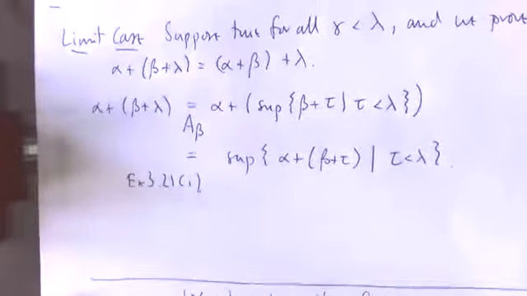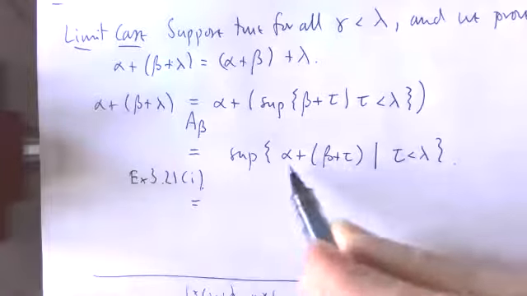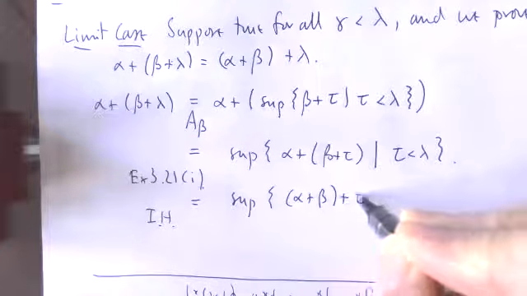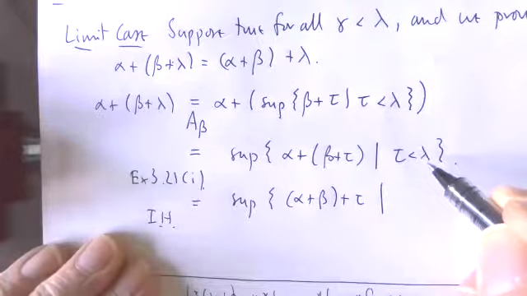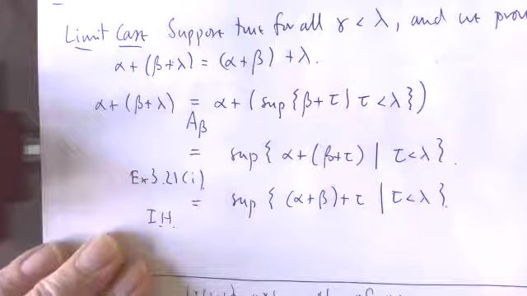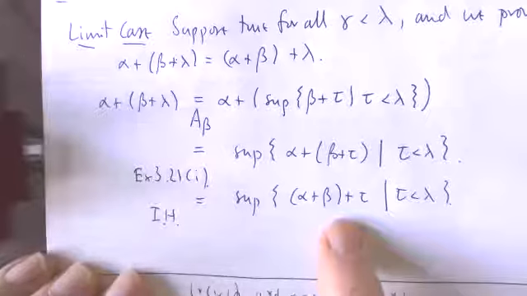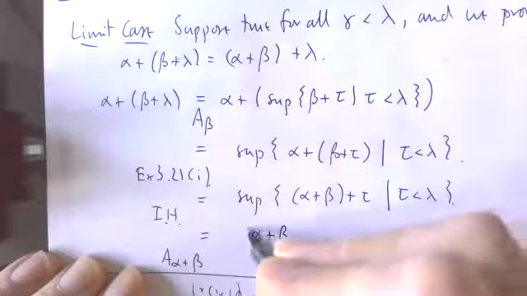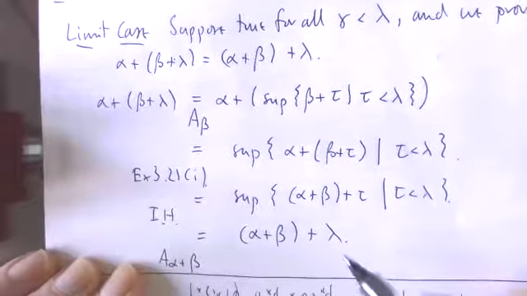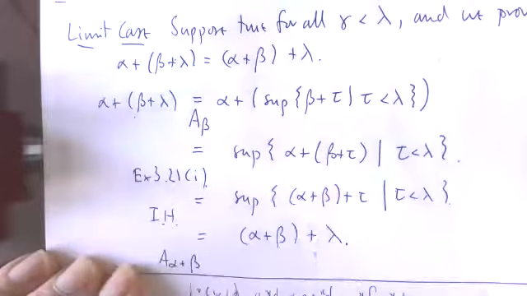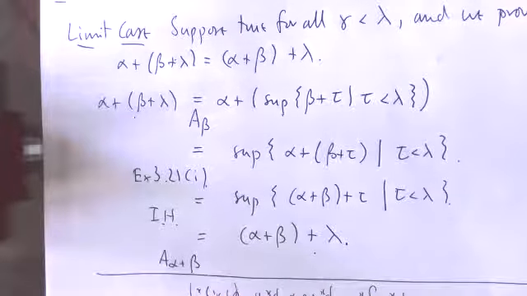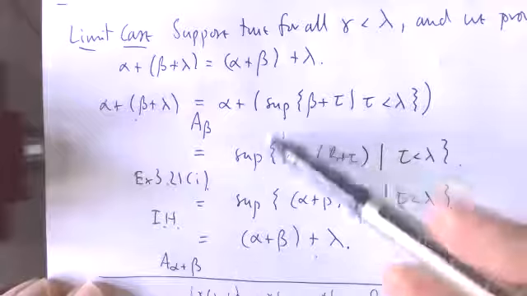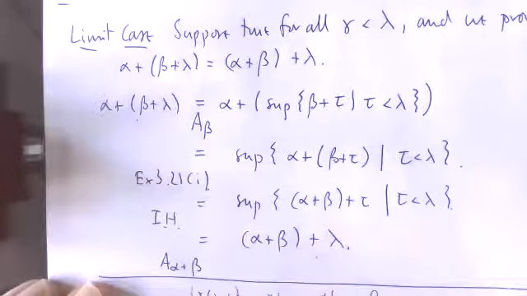So two more lines to come here. Now I use the inductive hypothesis to move these brackets around, because I know that's true for anything less than lambda. But now this is the definition of alpha plus beta plus the limit lambda. So again, here we've got what we want. We've gone from this one to this one. Okay, so there's some detail there, but we're basically using just the basic definitions plus a little bit of side work that's there.